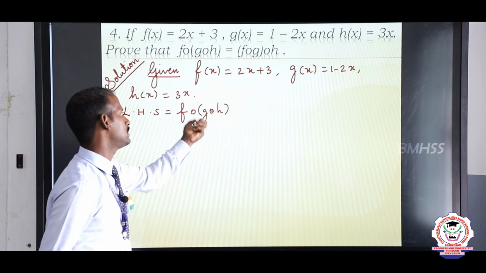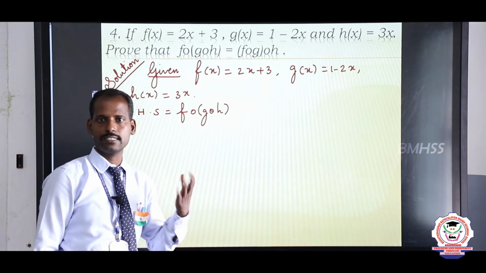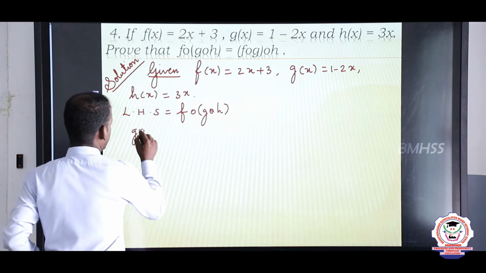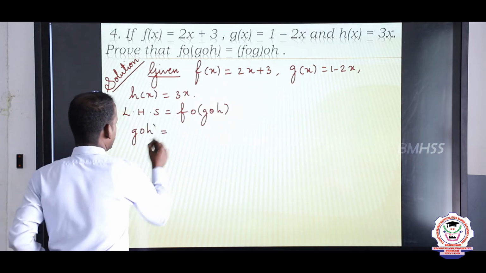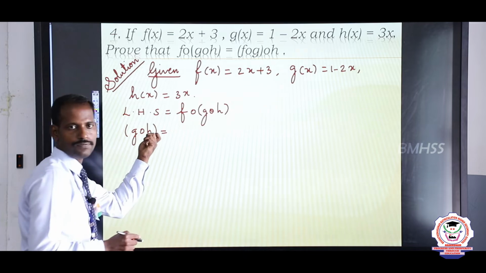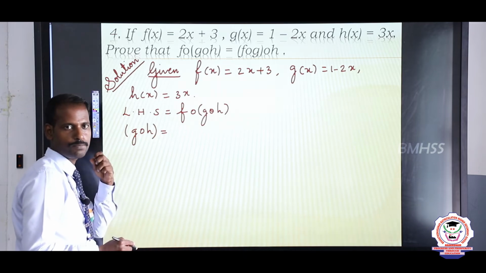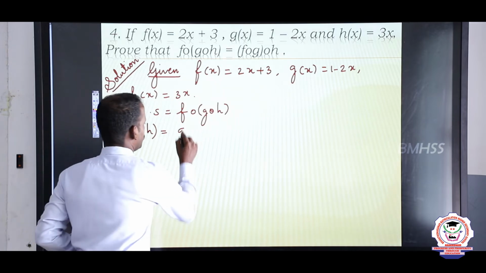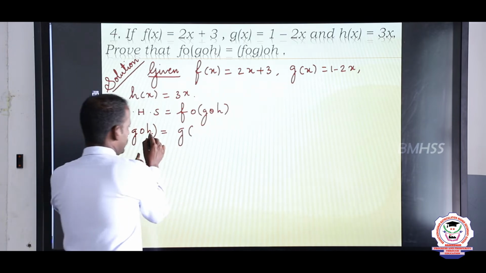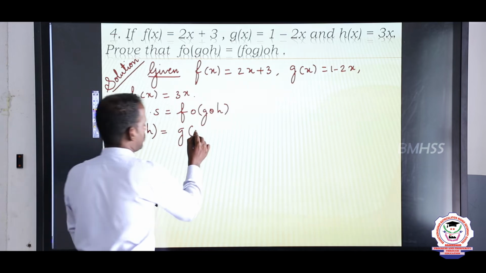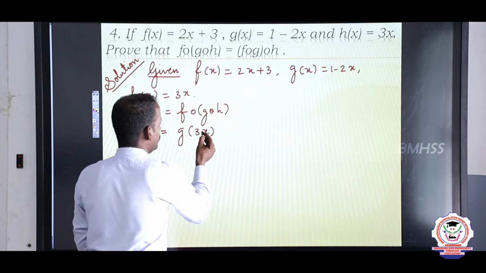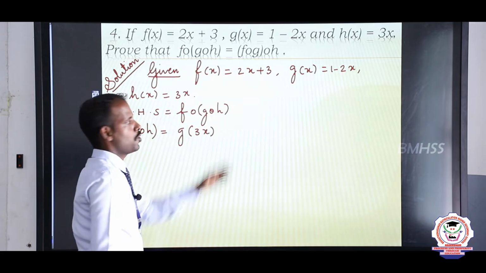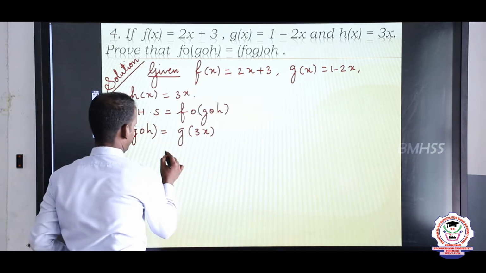So here g naught h, you have to find g naught h first. How to find g naught h? Same conditions. So first h of x you substitute in the g of x. So here, what is h of x? 3x. So here 3x you substitute in the g of x. What is g of x? 1 minus 2x.